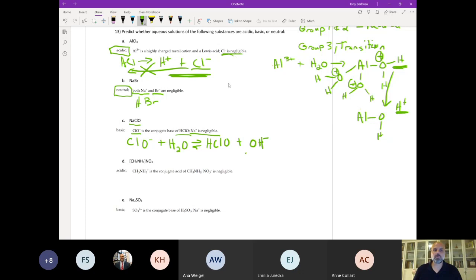So you can see when we dissolve the conjugate base of a weak acid in solution, we form hydroxide ions, and these hydroxide ions give us a basic solution.